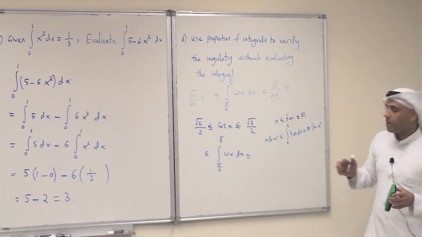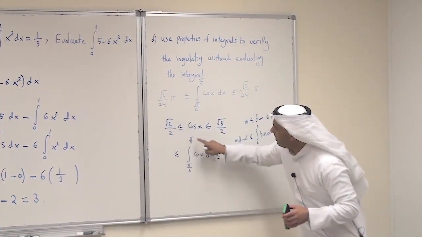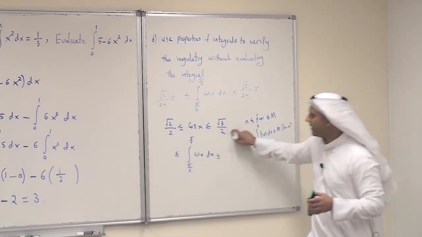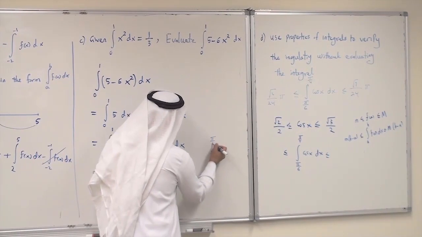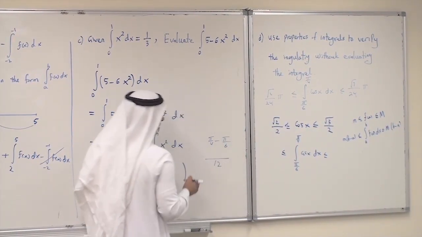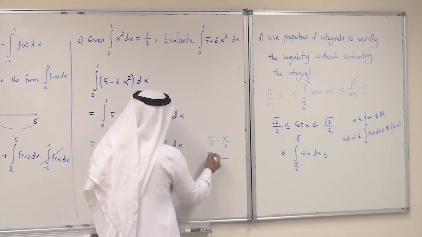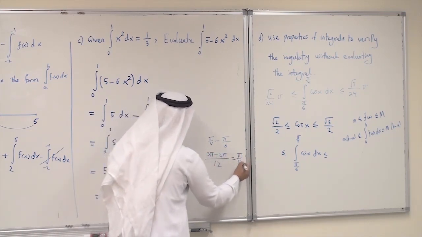So what should we do? We need to calculate b minus a. We multiply by this number, b minus a, and multiply by that number. What is pi over 4 minus pi over 6? The common denominator is 12. So this is 3 pi minus 2 pi. That is equal to pi over 12.